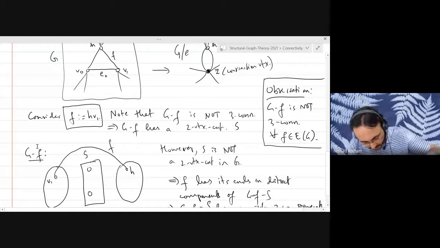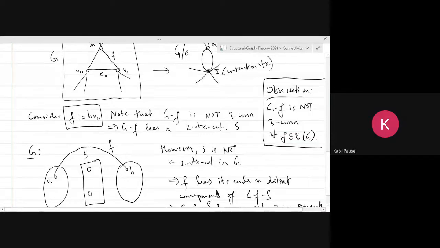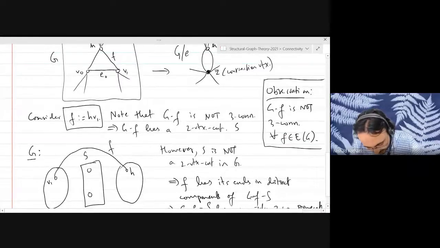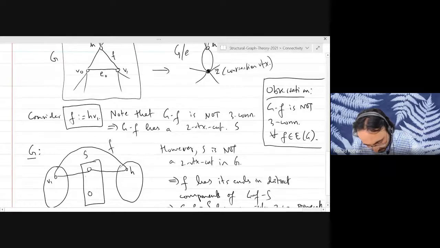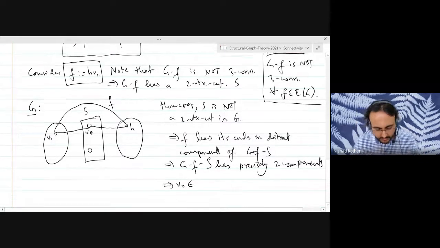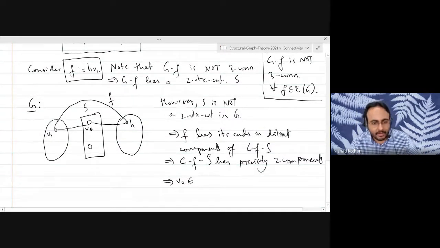So now this is not G minus F. This is the graph G now, because we added the edge. It has to be in S. Exactly. The common neighbor has to be here, V0. Right? Great. All right. So we have this much information.